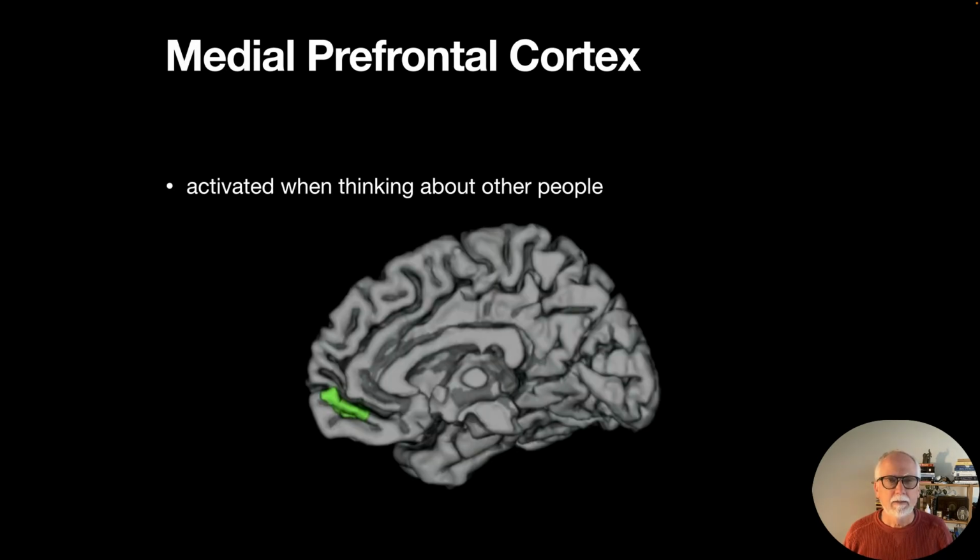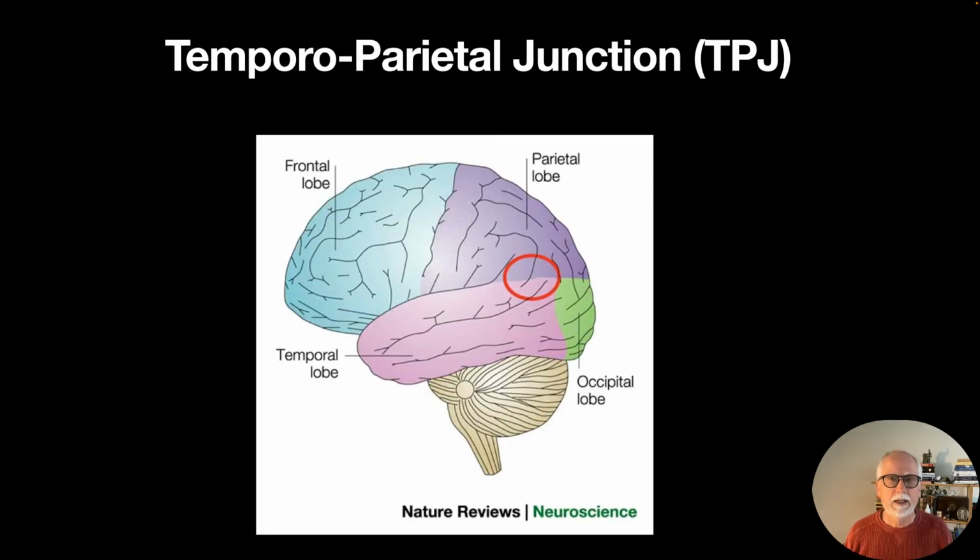We've talked a lot about the medial prefrontal cortex in this course. It is activated when thinking about other people. So you find this a lot when people are taking on the perspectives of other people. And then the temporal parietal junction, or the TPJ, is another key area.